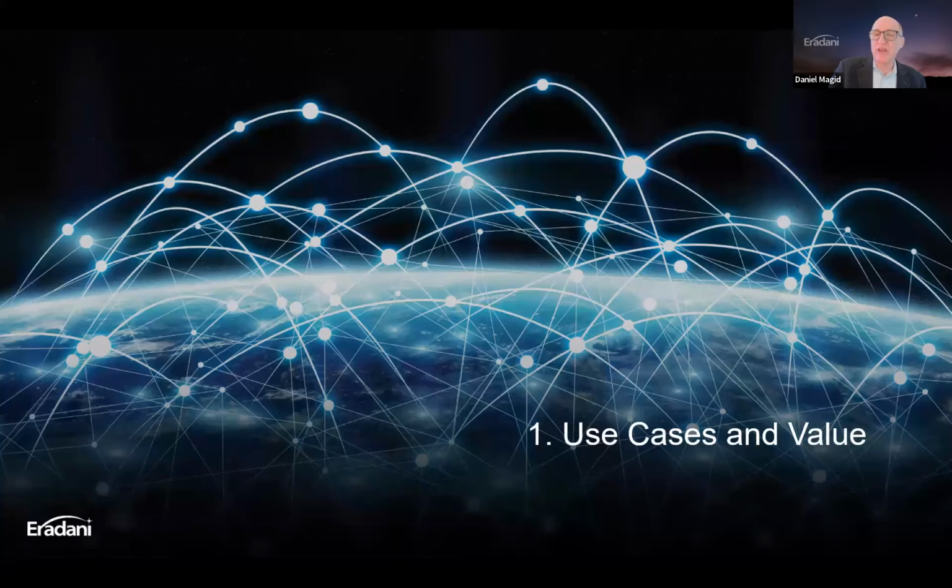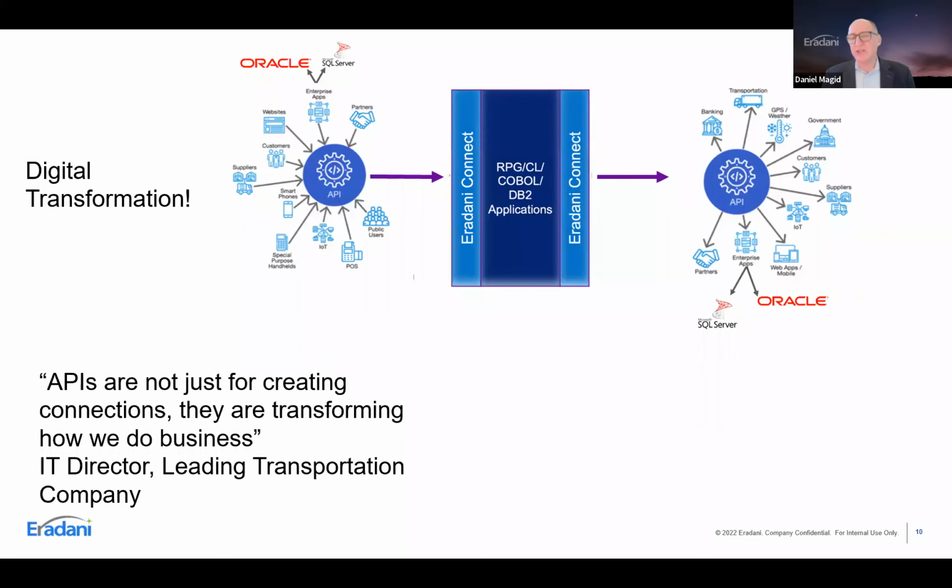So let's talk about use cases and value. The first thing you start with is this, and it's really interesting. I actually keyed into ChatGPT, what are the 10 things you need to think about when creating APIs? And it came up with basically the same list that I have here. And the first thing it says is you need to know, what are the use cases? Why are you doing this?